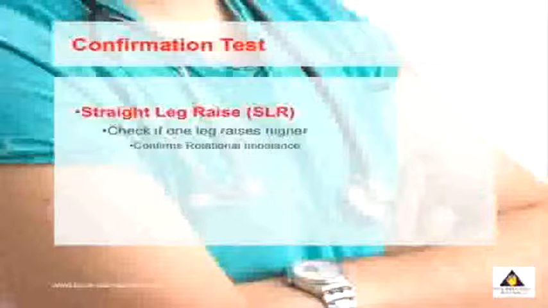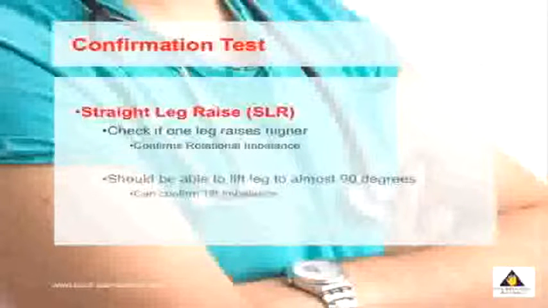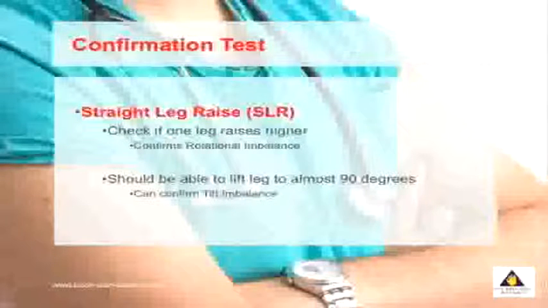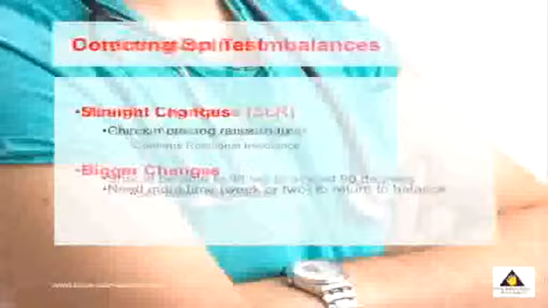Now there are two things that you will note. First that you may find is you can lift one leg higher than the other side. Now if this is the case, then again it confirms that you have a rotational imbalance. Secondly, people should be able to lift their leg up to almost 90 degrees. Now if you find that you can't lift your leg up to 90 degrees, and if both your legs are similar, then you may have those tilt type imbalances.